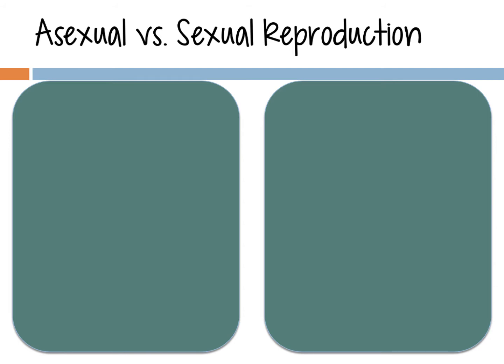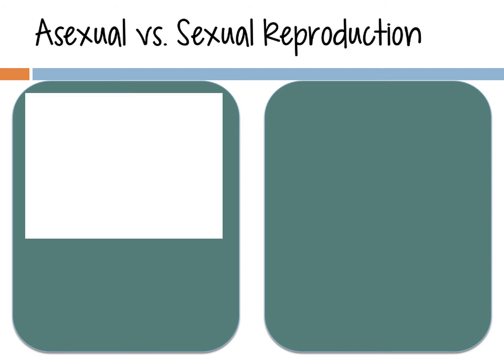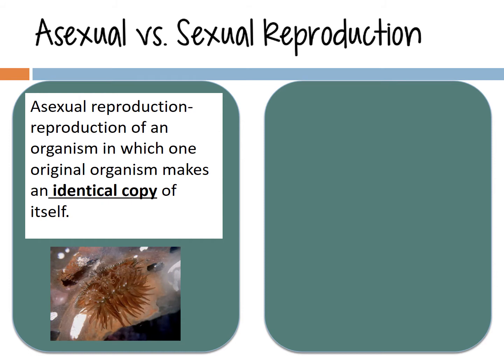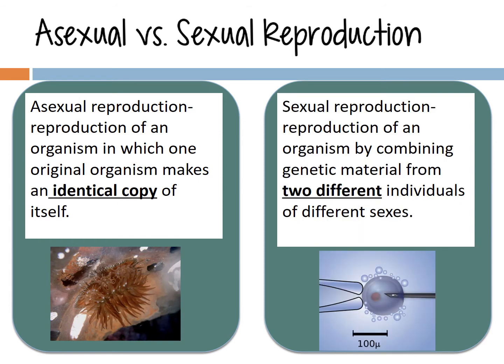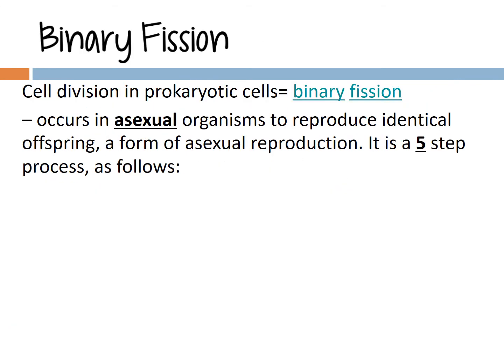So we have asexual and sexual reproduction. In asexual reproduction, one original organism makes an absolutely identical copy of itself. In sexual reproduction, an organism combines genetic material with another individual of a different sex. Now, how does that relate to mitosis and meiosis? Well, for starters, let's look at binary fission.